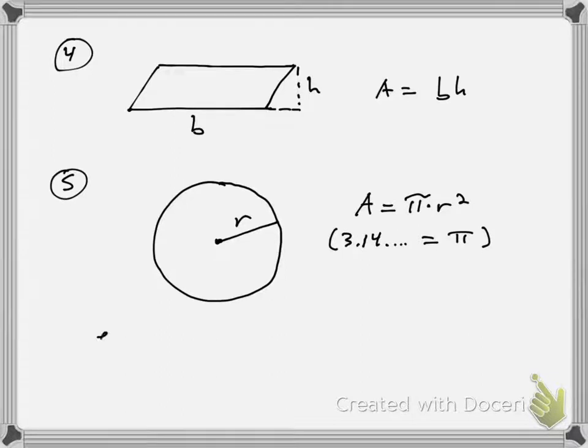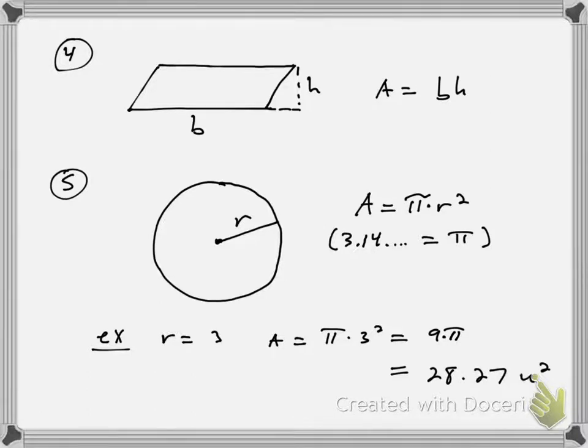Okay, so for example on that one, if I had a circle of radius 3, if r equals 3, the area equals pi times 3 squared, which is 3 squared is 9, so I could write this as 9 pi. I could also plug this as 9 times pi in my calculator and get a decimal. And that gets me 28.27 units squared. Whenever we're doing areas, we do square units, okay?